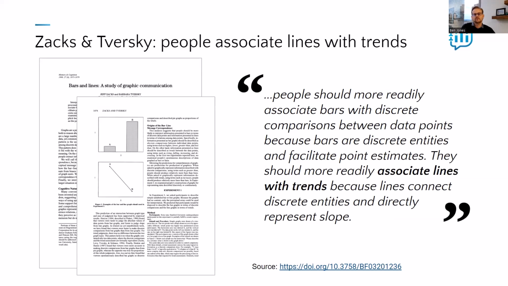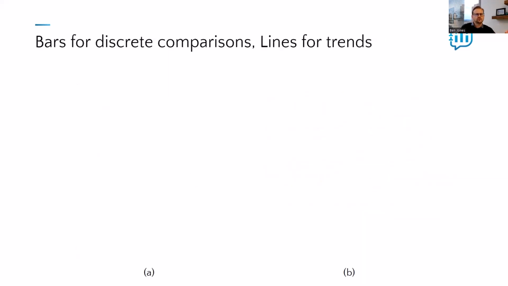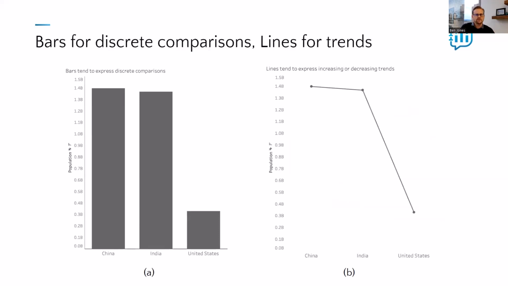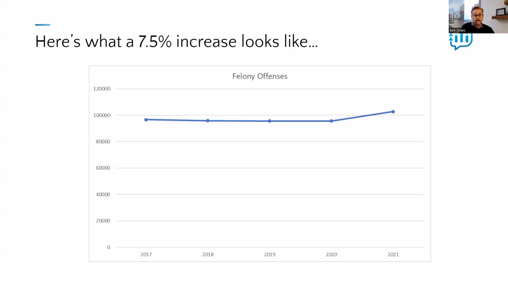Here are examples of some research by Tversky. I mentioned her book, Mind in Motion, where she shows through her research that, in general, people tend to associate lines with trends and change over time, and bars, on the other hand, are really better used for discrete comparisons. Like if I take these two examples: on the left, you're comparing one versus the other, apples versus oranges. On the right, your mind thinks of trends or change over time.